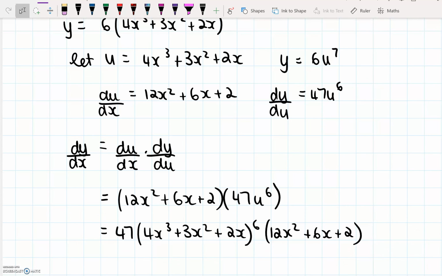In the future you will be doing this in combination with the product rule and the quotient rule, so please get very familiar with this and make sure you also practice the product and quotient rule separately.